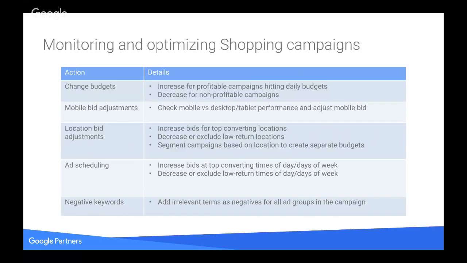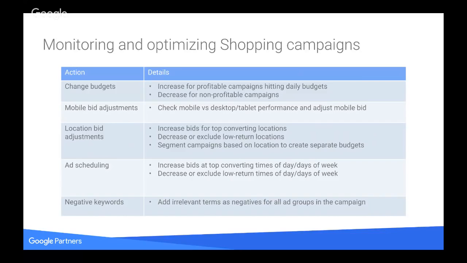You can also set location bid adjustments and increase bids for top converting locations, or decrease bids or even completely exclude low return locations for you. You can also segment campaigns based on the location to create separate budgets. So say you want to concentrate on London a little bit more than Manchester, or say Sheffield, you can have 3 separate campaigns with more budget allocated to the London campaign and less to the Sheffield campaign.